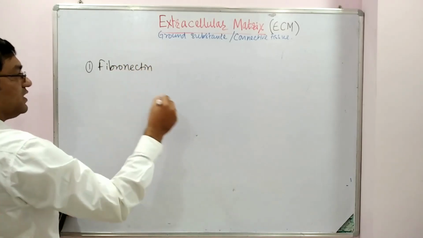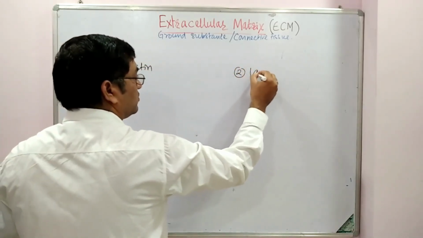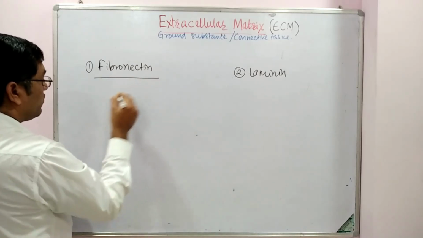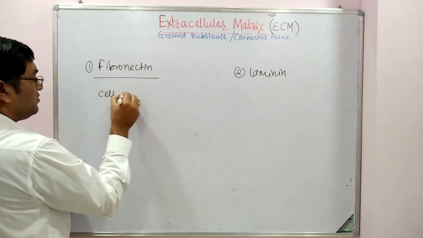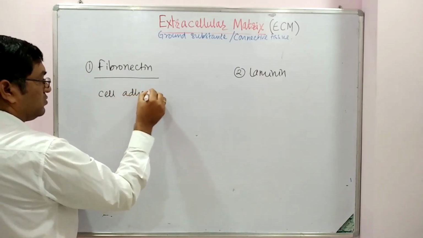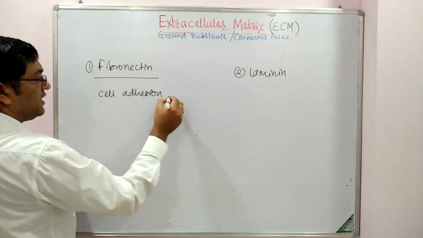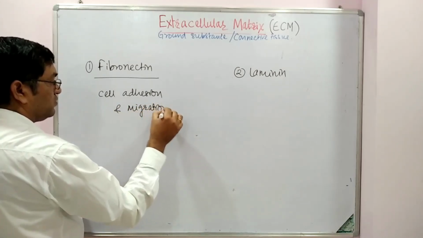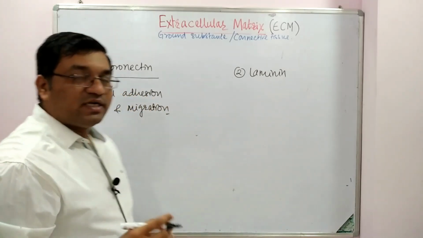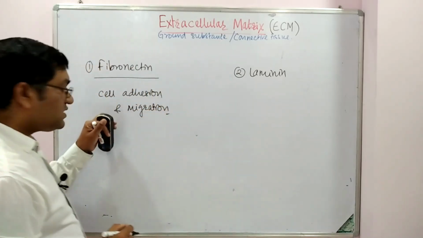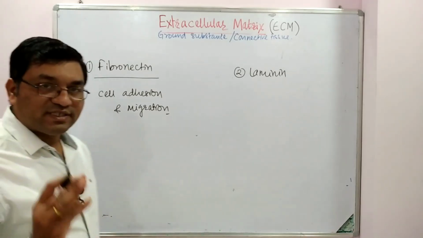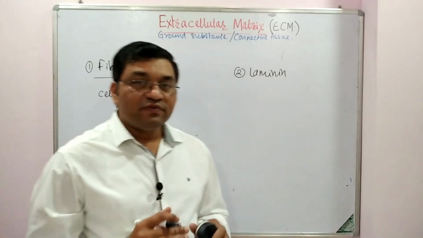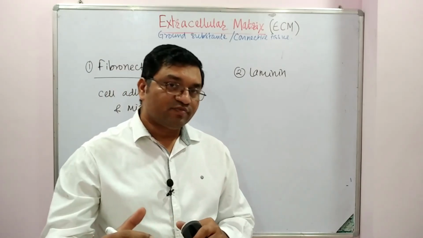Fibronectin, and the second one is laminin. Fibronectin is a large glycoprotein responsible for cell adhesion and migration. It is responsible for the connection between the cell and the extracellular matrix.